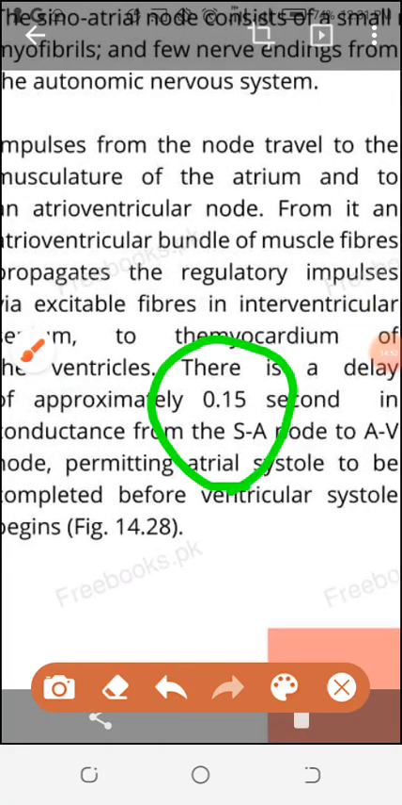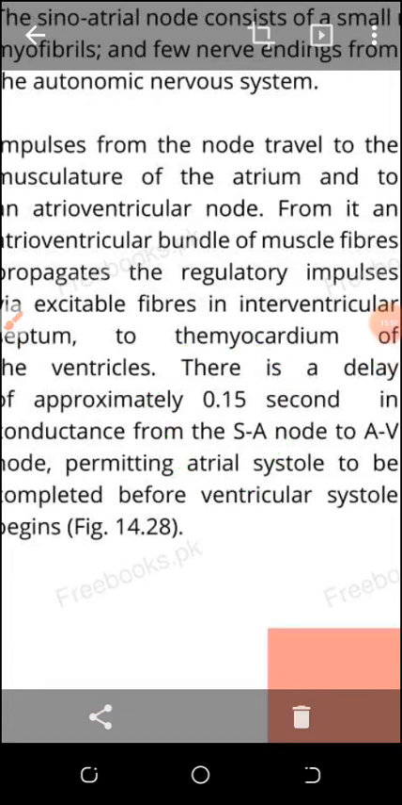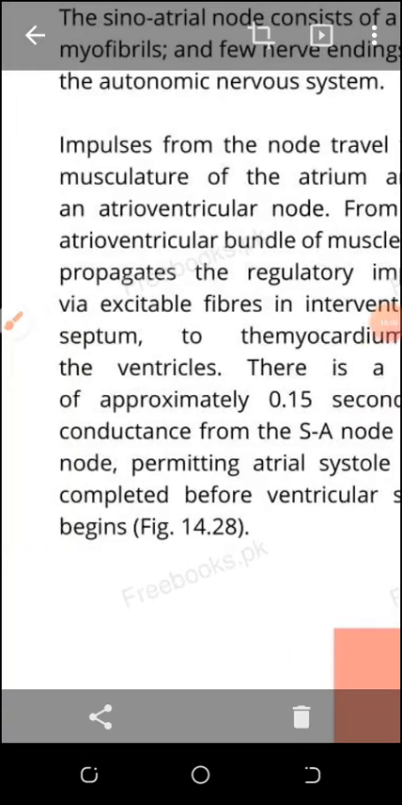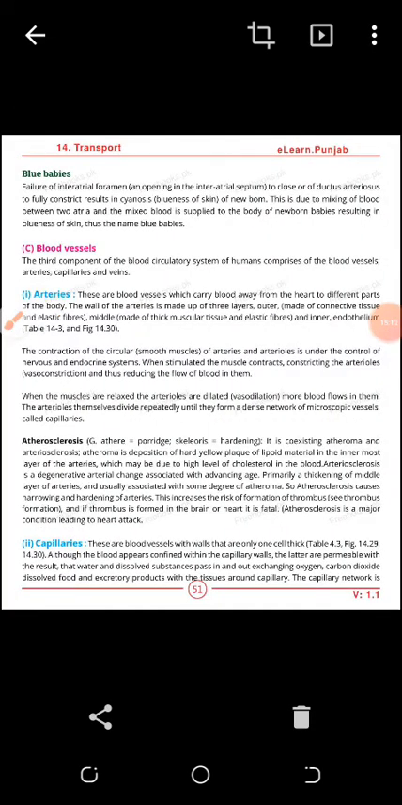Reason: the atria must contract earlier and the ventricles must contract later on. Both atria contract simultaneously, they contract earlier, then both ventricles contract. So there is a difference of 0.15 second between the functioning of the sinoatrial node and the atrioventricular node.